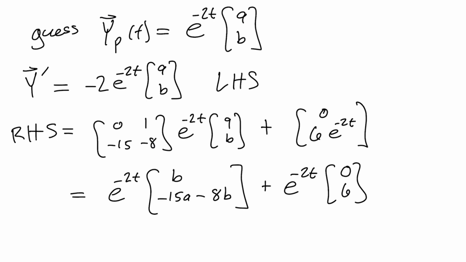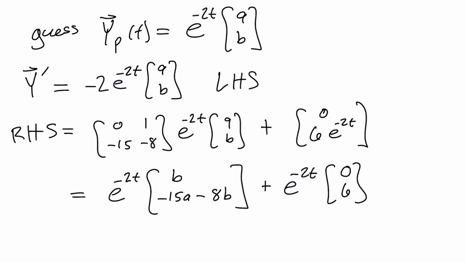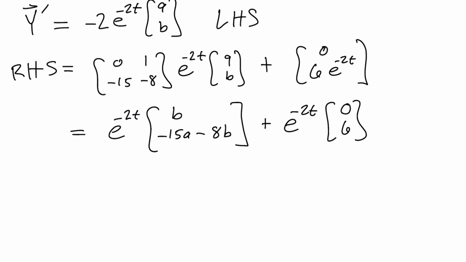And when we equate the left-hand side with the right-hand side, you'll notice they all have an e to the negative 2t in them. So we can cancel out the e to the negative 2t's and just set the vectors equal to each other. So the left-hand side is negative 2a, negative 2b.